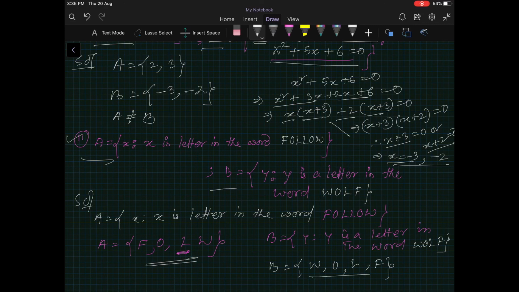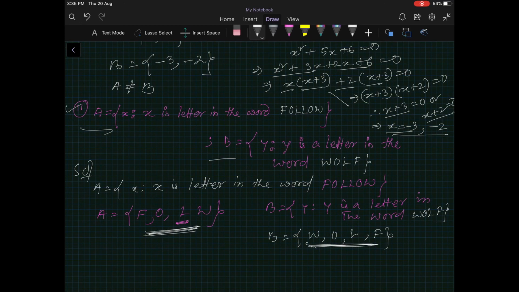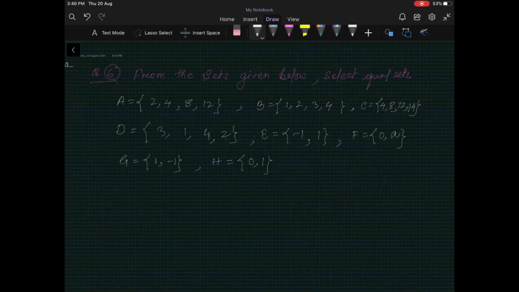If you compare these two sets, you can see all the elements of set A are contained in set B, and both sets have the same number of elements and the same elements in different order. So the order of the elements doesn't matter here. We just need to check whether the same elements are contained in both sets or not. So here A must be equal to B, because both sets A and B contain the same elements. That's how we can solve this question.